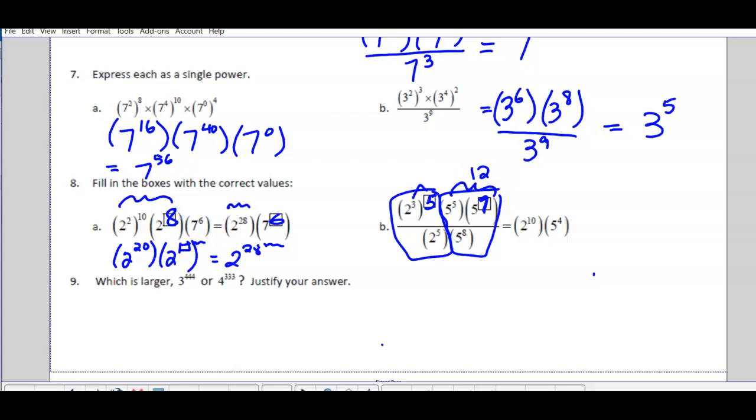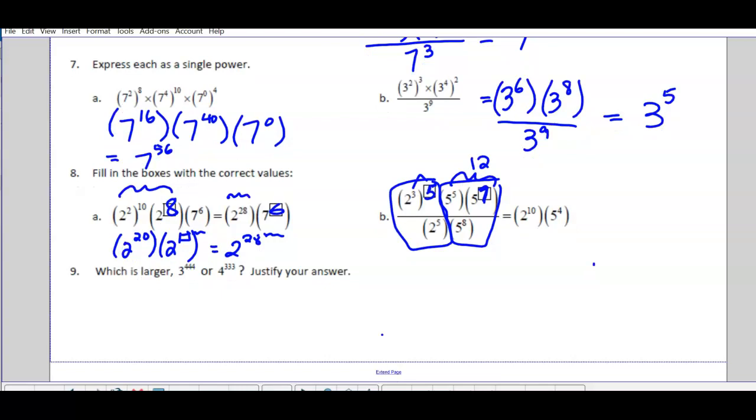All right, so last one. This is a thinker, so take a look at it. Calculator won't be able to give you a value. I think it'll say overload, something like that. So how do you think you can decide which one's bigger? One has a bigger base, but a smaller exponent than the other. Nathan?